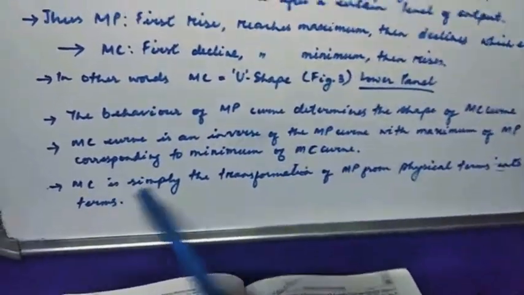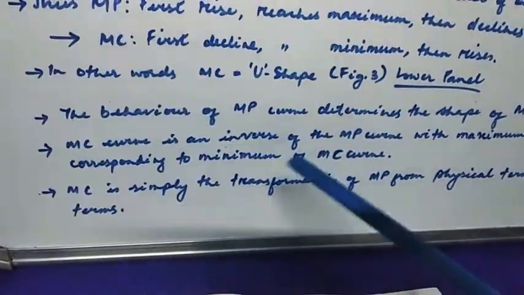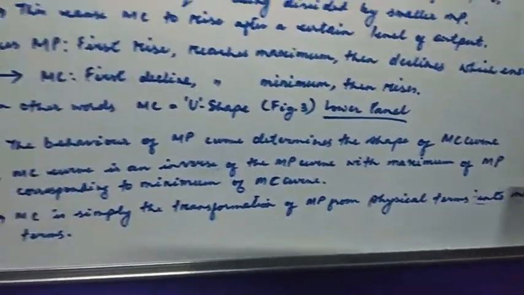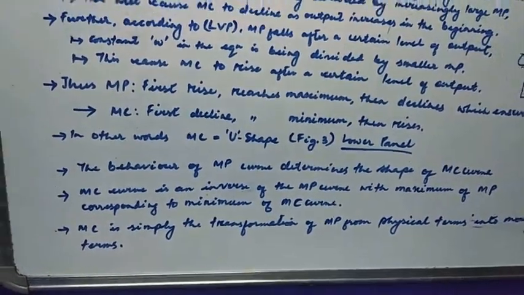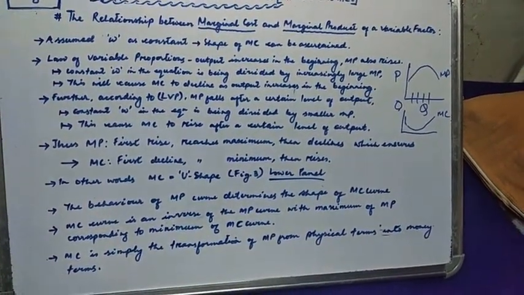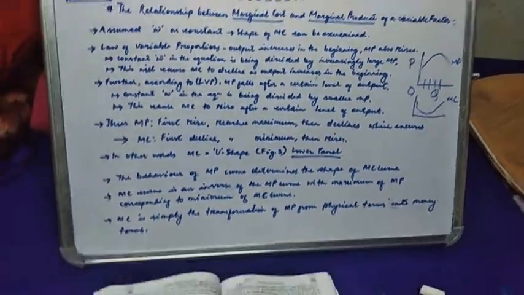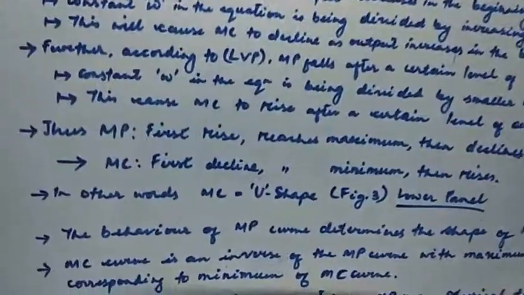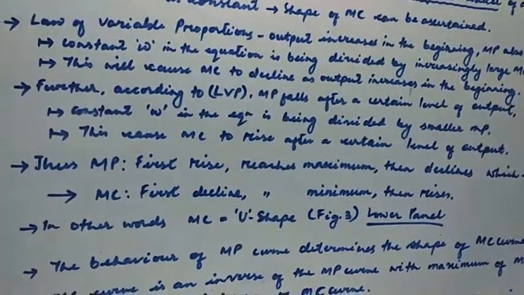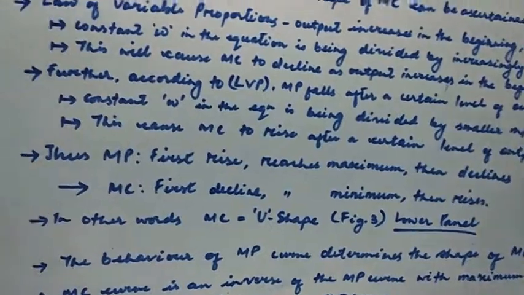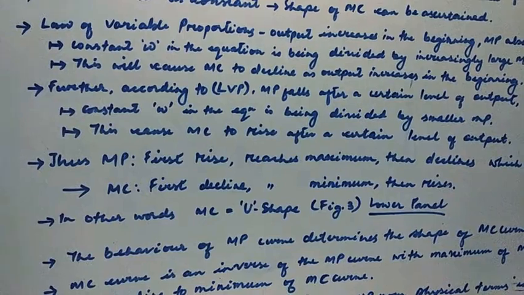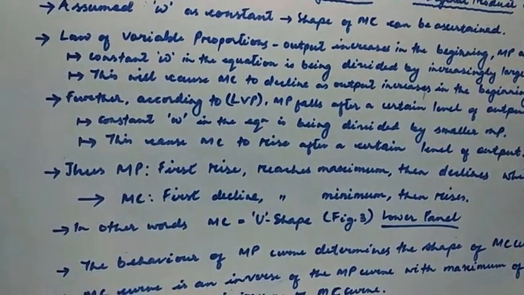And the MC curve is simply the transformation of MP from physical terms into money terms. That is why marginal cost and marginal product vary inversely. Having given this explanation, three points are worth noting regarding our above analysis of marginal cost.